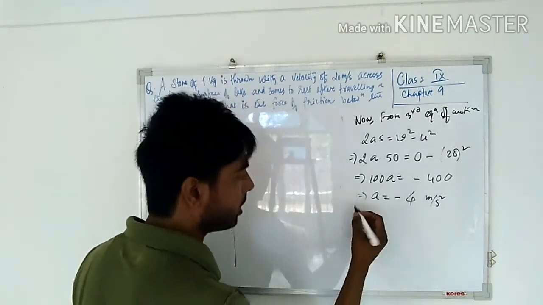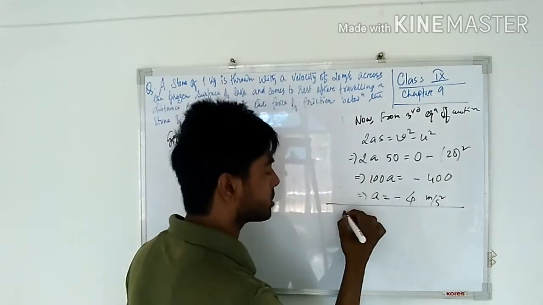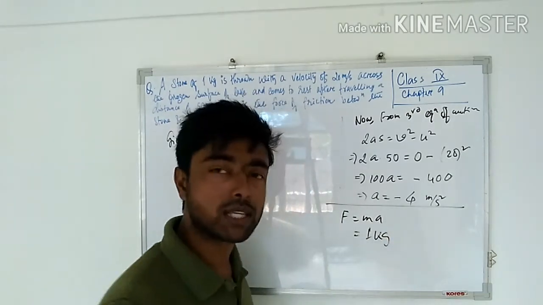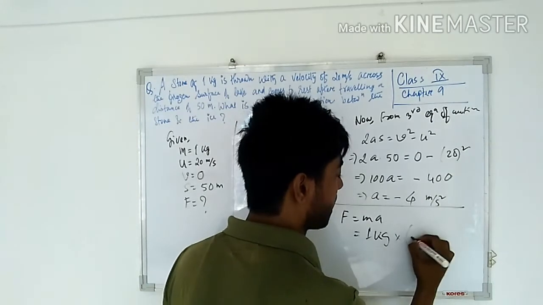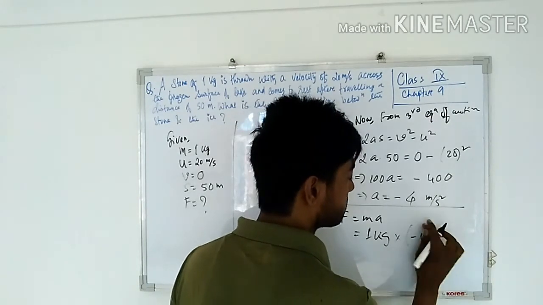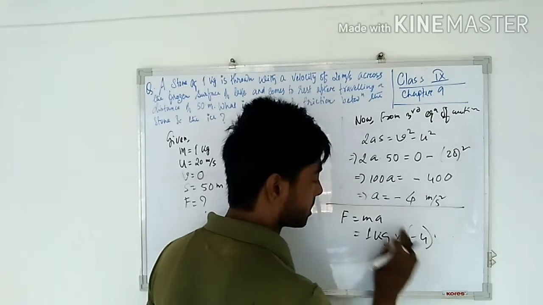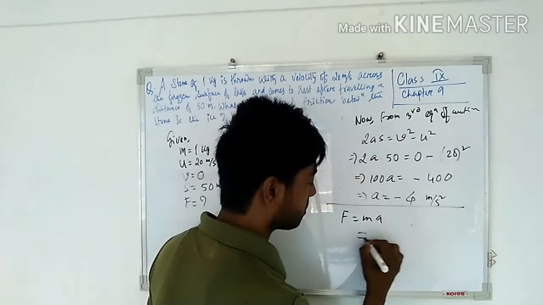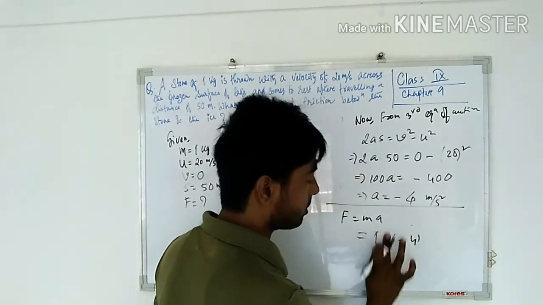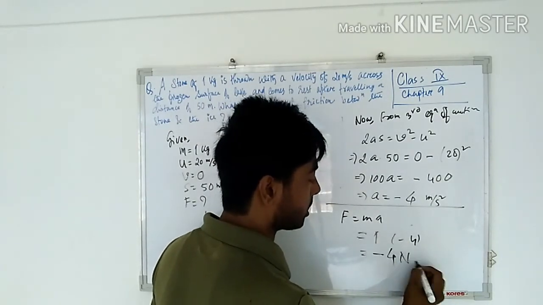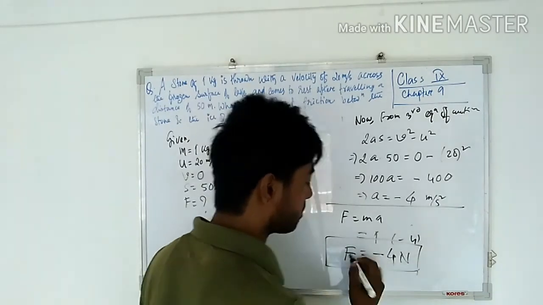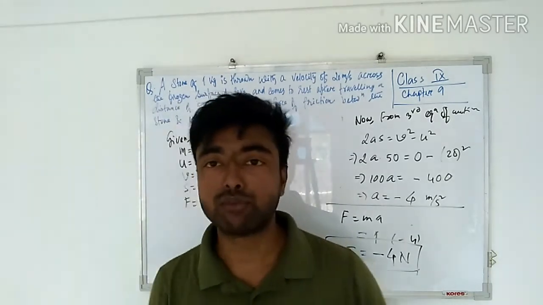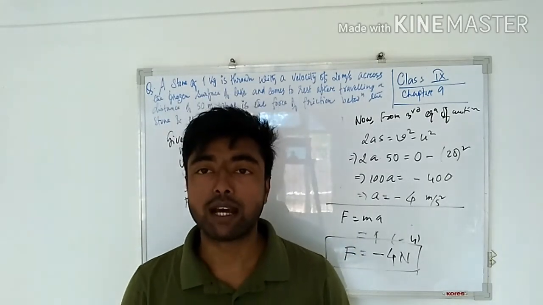Force is equal to ma. And now we know that force is equal to ma. M is given as 1 kg, the mass of the stone is 1 kg, and acceleration is given as -4 meter per second square. No need to write units. 1 into -4, so it's -4 Newton. Force is -4 Newton. What force? Frictional force. Due to this 4 Newton of force, your object has come to rest.